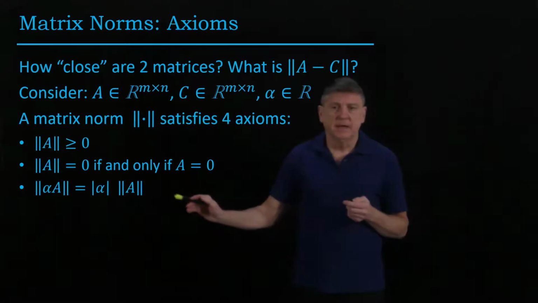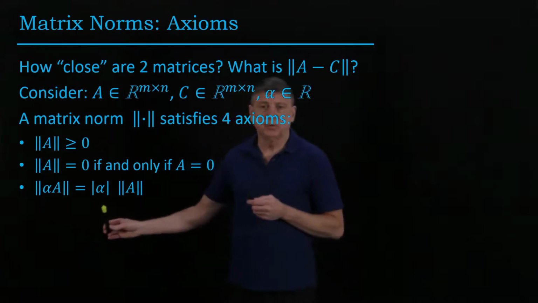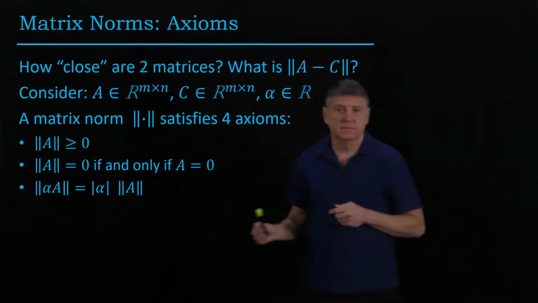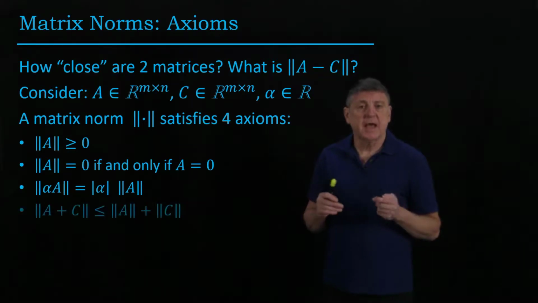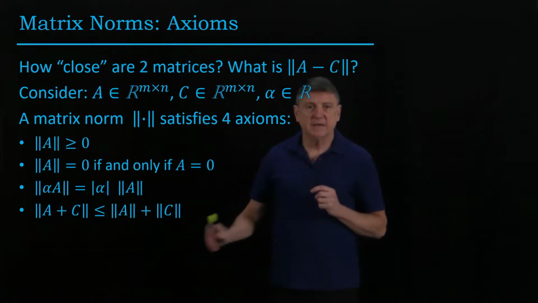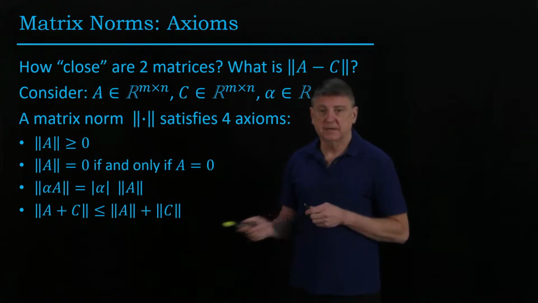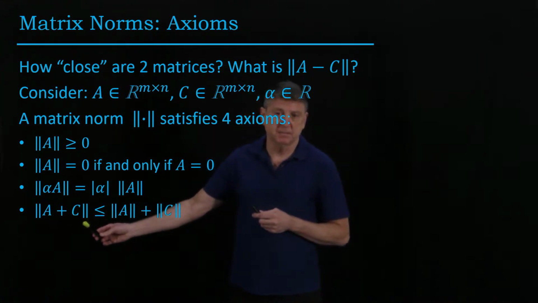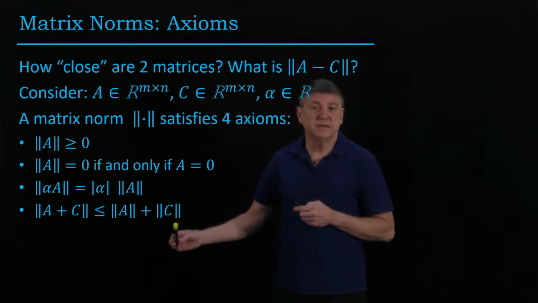The third axiom is that if we multiply a matrix by a real number, that is equal to the absolute value of that real number times the norm of the matrix. So these are all fairly straightforward extensions of vectors. And a fourth one is also an extension, and it's called the triangle inequality. In vectors, the notion of triangle makes sense. In matrices, it is simply called the triangle inequality. And what it says is that if you add two matrices and you take the norm of that sum, an upper bound on that is the sum of the norms of the individual matrices.